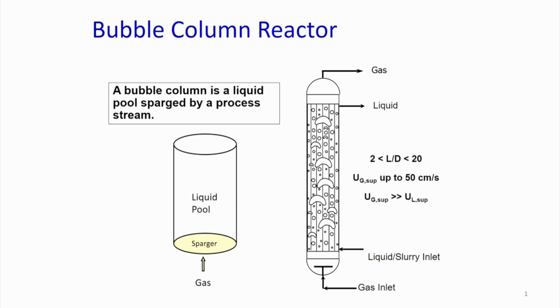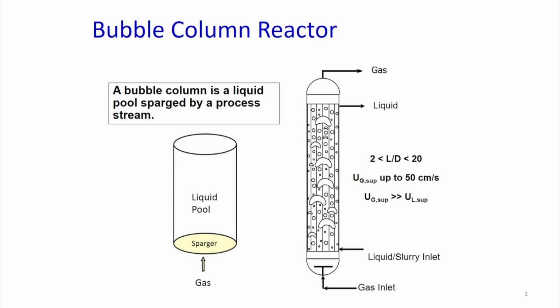So now let us start with the gas liquid system, and one of the popular reactors in the gas liquid system is the bubble column. Okay. Now there are several gas liquid systems, like a stirred tank reactor, an air lift reactor, a Venturi scrubber kind of reactor, but the most commonly used gas liquid reactor is the bubble column.